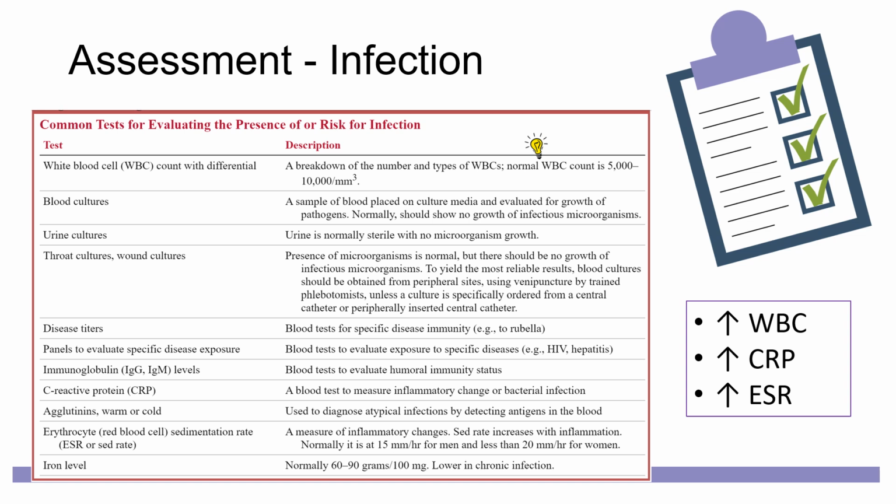Then we have disease titers. You may have had these before. I'm not sure if the school requires them. They draw your blood to see what you're already immune against and to see if you need any additional immunizations. Then we have different blood panels for specific types of diseases.